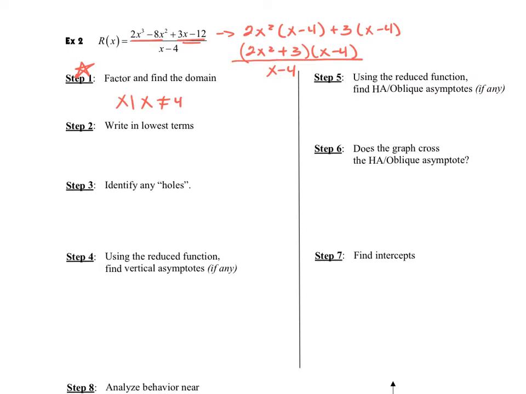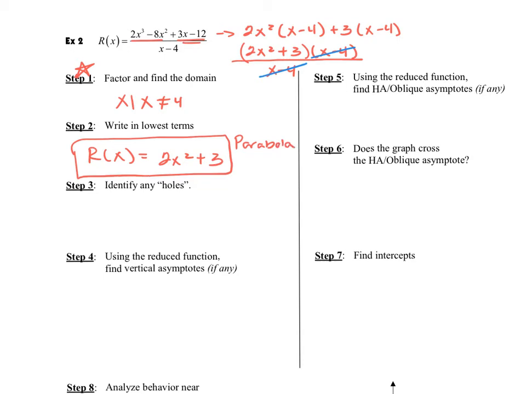So we factored, we found our domain, and our second step then says to write our function in its lowest terms. So we can see that these x minus 4s are going to cancel. So our function in its lowest terms is r of x equals 2x squared plus 3. So what you should notice here is that this new function is actually not a rational function anymore at all. It's just a parabola, which means a whole bunch of our questions are going to drop out and they're not even going to be important for us.